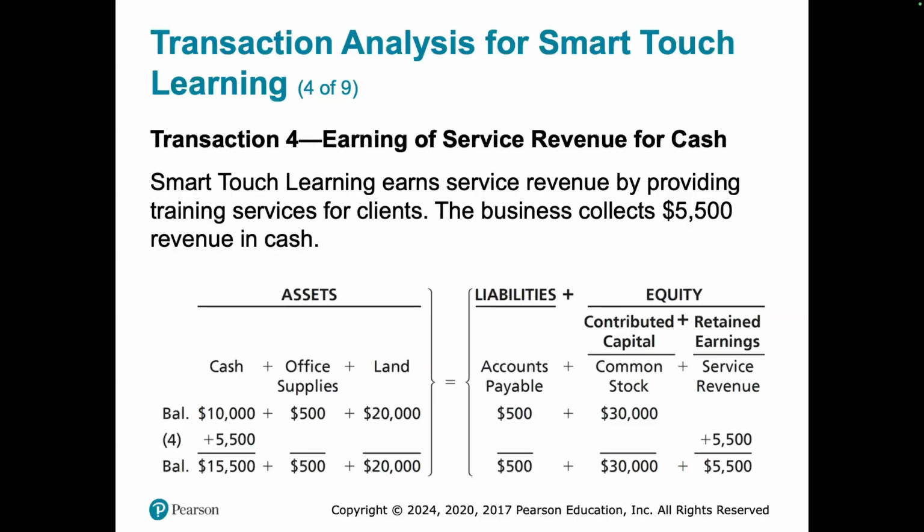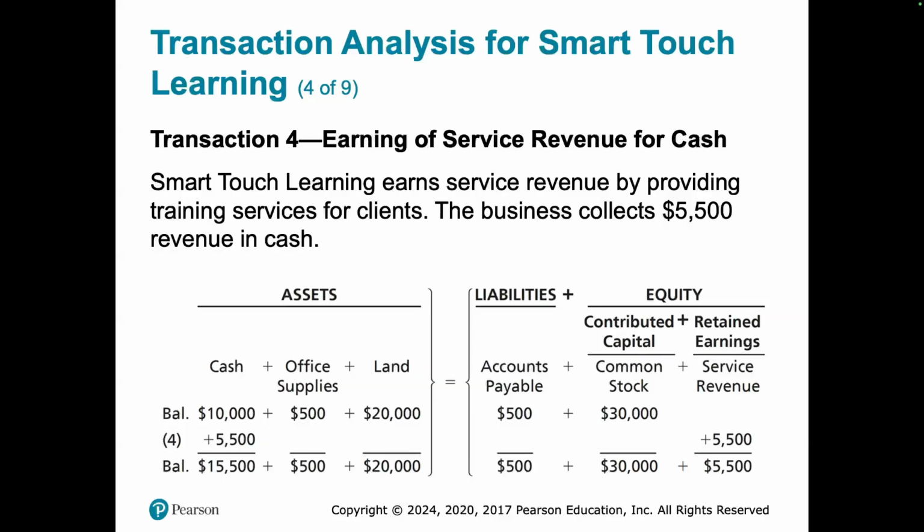Okay. So let's look. First thing that happens is we generate revenue. In this situation, we did generate revenue and then receive cash. So this time we did get paid, but not every time, right? We don't always have to be paid for revenue. We're going to look at that in a little bit.